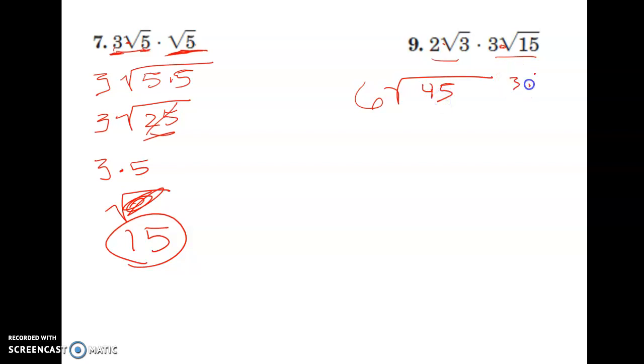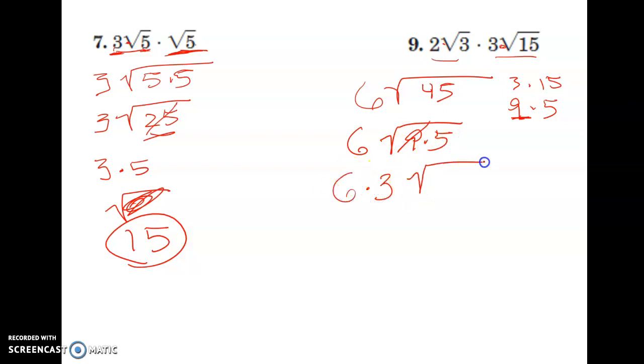So we know that we used 3 times 15 to get the 45, but I want the largest perfect square. 45 is the result of 9 times 5. So I'm going to use that because here's my perfect square. Take the square root of 9, which is 3. That 5 stays behind. I'm going to multiply 6 and 3, which is 18. So 18 root 5 is the final answer.